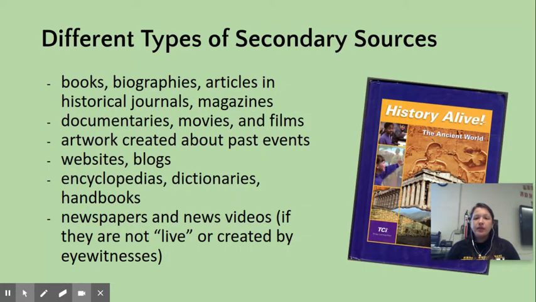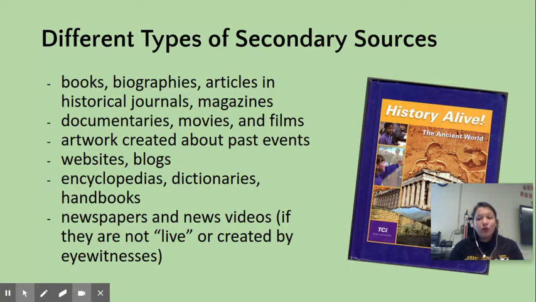Some different types of secondary sources are books, your textbook, if you have any kind of textbook for any class, movies, films, and artwork, if it is made about the past. So if you paint a picture of a pyramid, that would be a secondary source because you were not there when the pyramid was created, things like that.